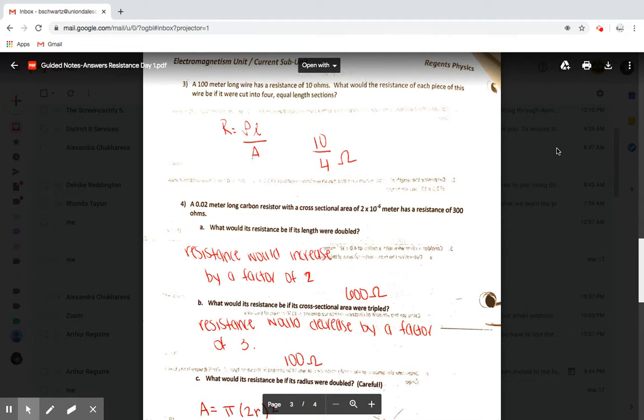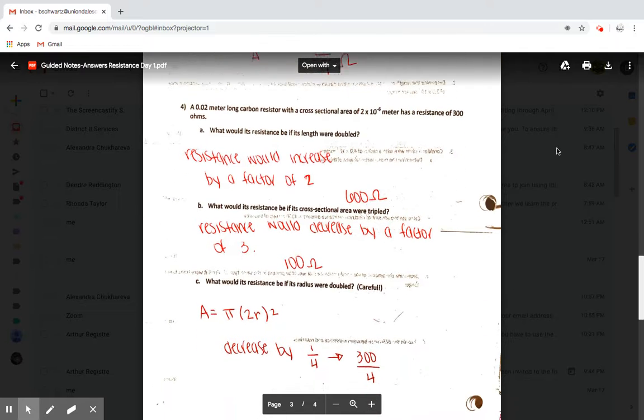Resistance and length are on opposite sides of your equal sign. They both are in the numerator. Therefore, they have a direct relationship. So, if your length decreases by 4, so would your resistance. 10 over 4 ohms, or if you simplified, 2.5 ohms would be your answer.